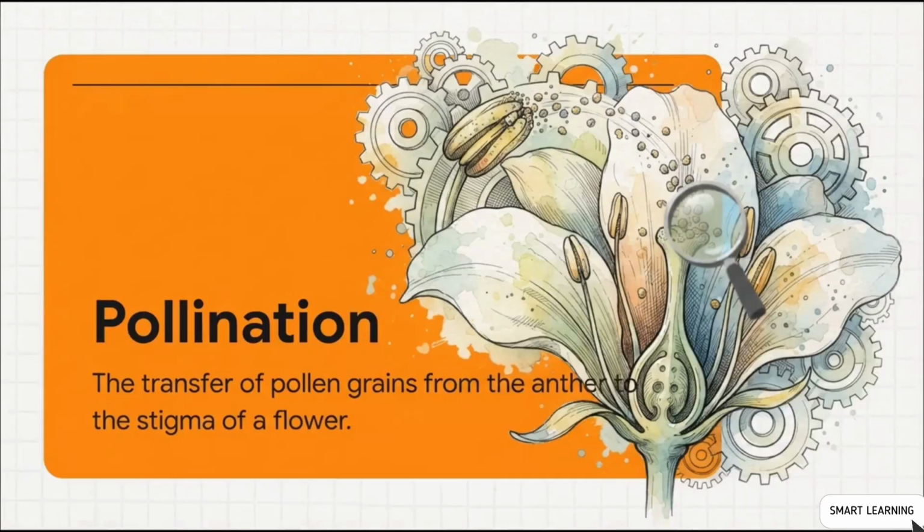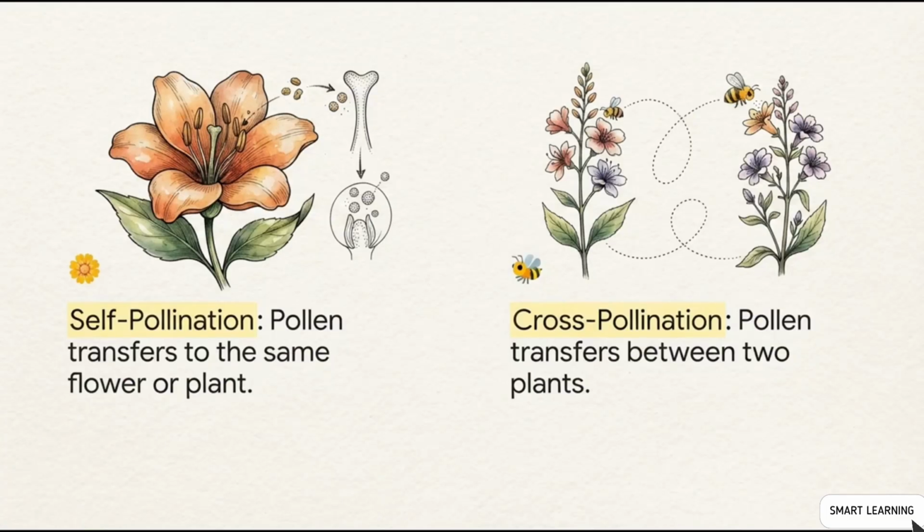But let's pause and look at that very first step. Before any fusion or fertilization can even think about happening, that pollen has to make a physical journey. We call this pollination. It's defined as the transfer of pollen grains from the anther to the stigma of a flower. This is the absolutely necessary first step. Without pollination, the whole biological engine just stalls out. Now, there are a couple of distinct ways this transfer actually goes down.